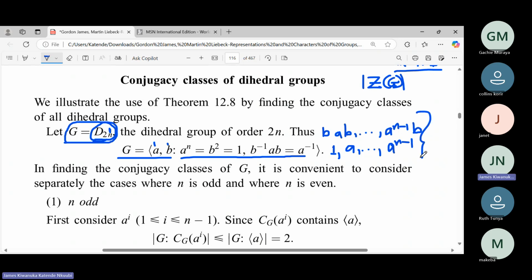So in total, you'll have 2n elements. The size is 2n. The number of elements in the group will be 2n, and that is a list of all the elements. There should be a comma here. So this gives you the list of all the elements in B to N, and you can now get any product using these defining relations.